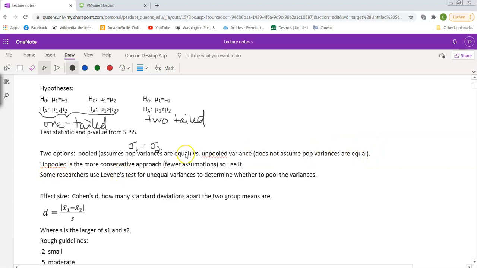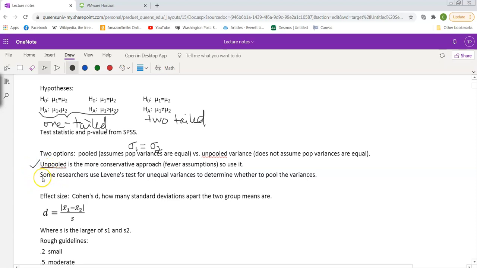Because unpooled does not have this assumption, it's considered to be the more conservative approach. And that's the one we're going to use. So use unpooled.